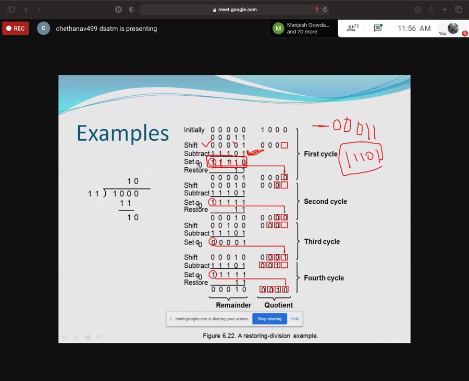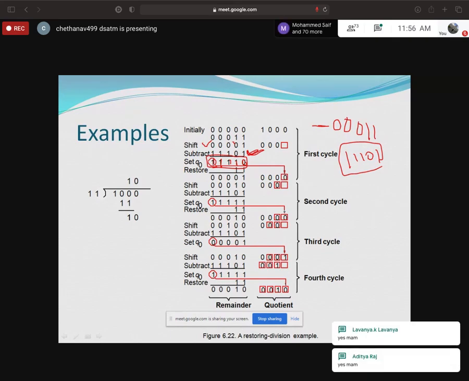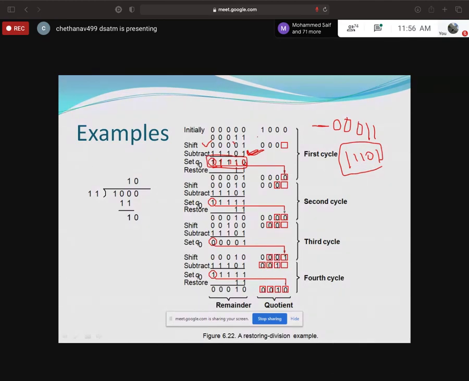Have you understood subtraction? Have you understood this? Normal procedure, right? So normally, what should we do in binary subtraction? This is your data: 0, 0, 0, 1 is your A value. Now subtract your M. M means 0, 0, 0, 1, 1.